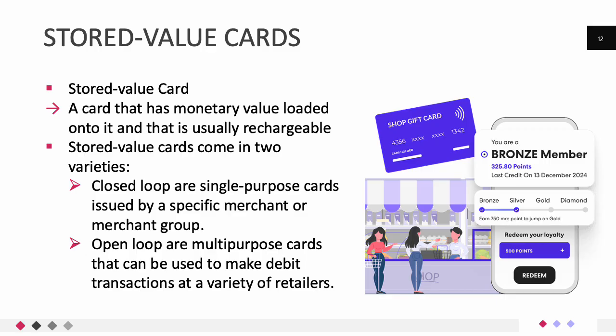First, we have closed loop cards. These are single purpose cards that you can only use at one specific store or chain. Perfect examples would be a Starbucks gift card or those loyalty cards that you get at your favorite bubble tea shop. You load money into it and then you can only spend it at a particular business.